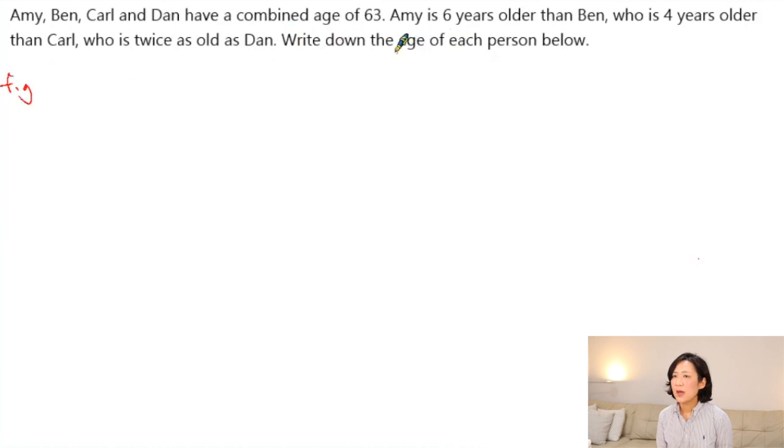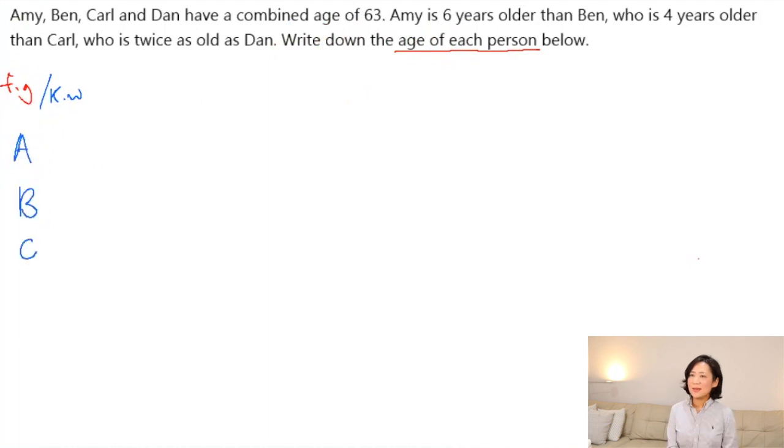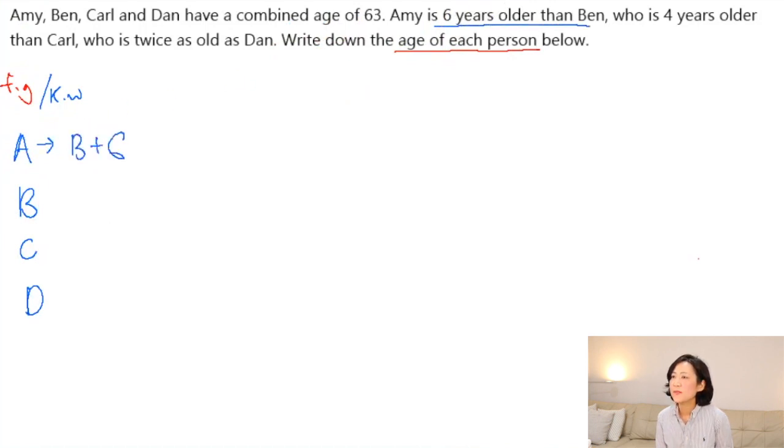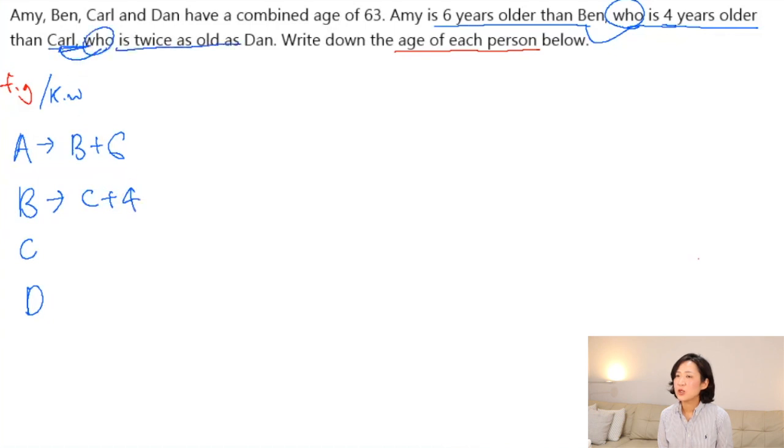So now, Amy, and we've got Ben and Carl and Dan. Amy is 6 years older than Ben, so let's put B plus 6. Who is 4 years older? That is talking about Ben, right? Ben is 4 years older than Carl, so C plus 4. Then Carl is twice as old as Dan. So Carl is 2D. And then we've got D.